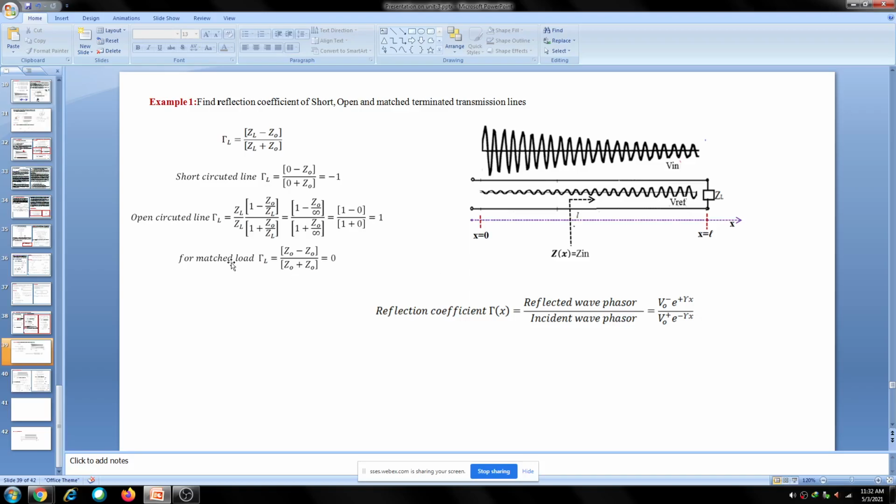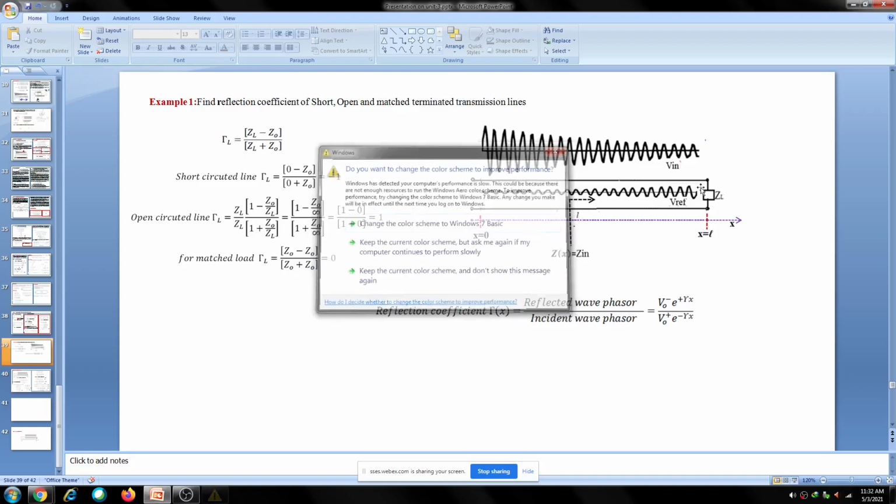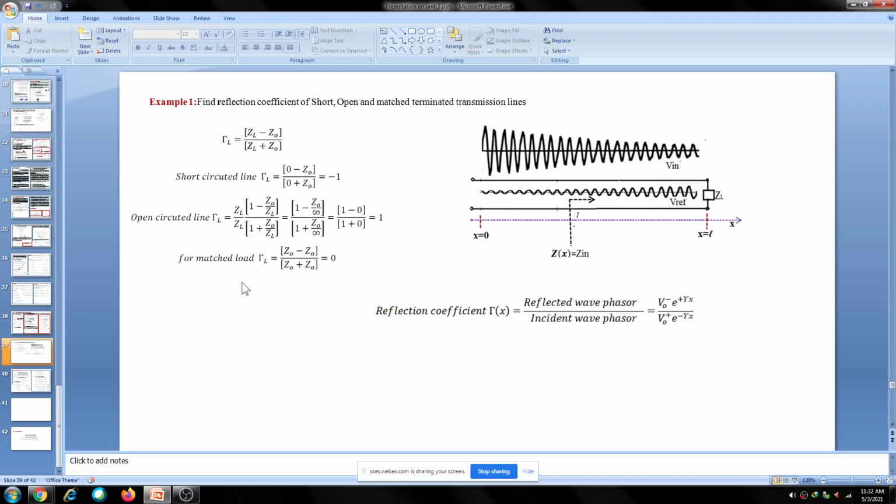Okay, the next case is a matched load. Matched load means ZL is equal to Z0. If ZL is equal to Z0, then what happens? See from this equation, the reflection coefficient: Z0 minus ZL, you substitute ZL as Z0, so it cancels. Z0 minus ZL is 0. The reflection coefficient is 0. That is the reflected wave phasor divided by the incident wave phasor, equal to 0.